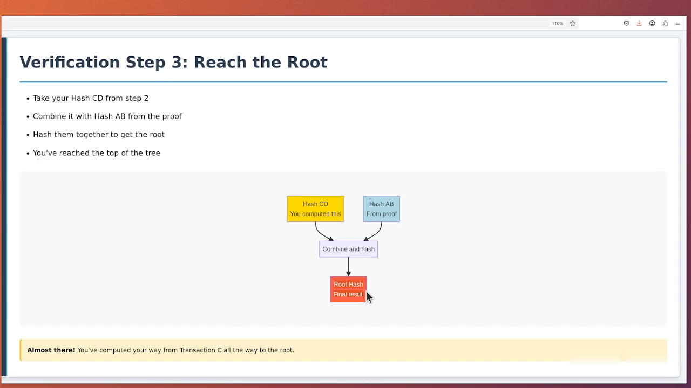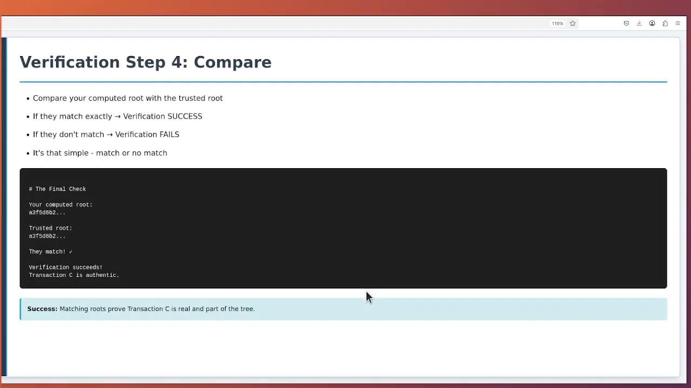Compare roots. This is the final and most important step. We compare the root hash that was just computed with the trusted root hash. If they match exactly, the verification succeeds. This proves that transaction C is authentic and really is part of the tree. If they don't match, the verification fails. Either transaction C is not the real transaction, or someone tampered with the proof.